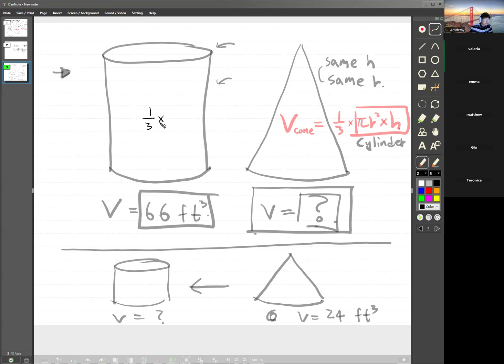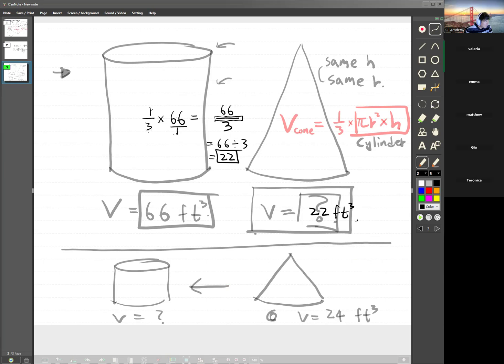1/3 times 66. That's the same meaning as 66 over 1. How do we multiply fractions? Numerator multiplication, so 66, over denominator multiplication, so 3. And that is the same meaning as division, so 66 divided by 3. So 22. So what's the volume for the cone? 22 cubic feet. That's how we do it.